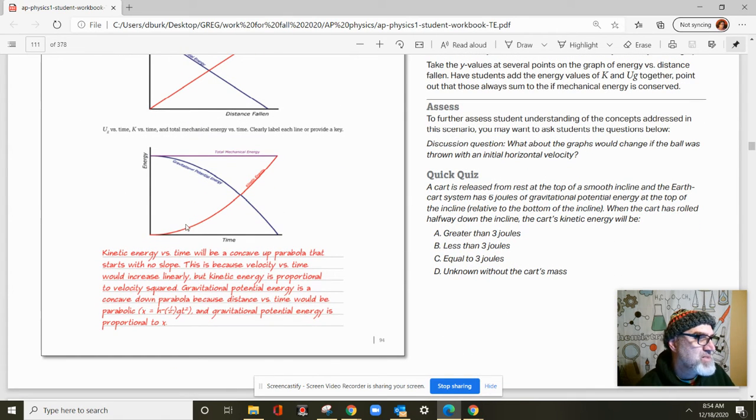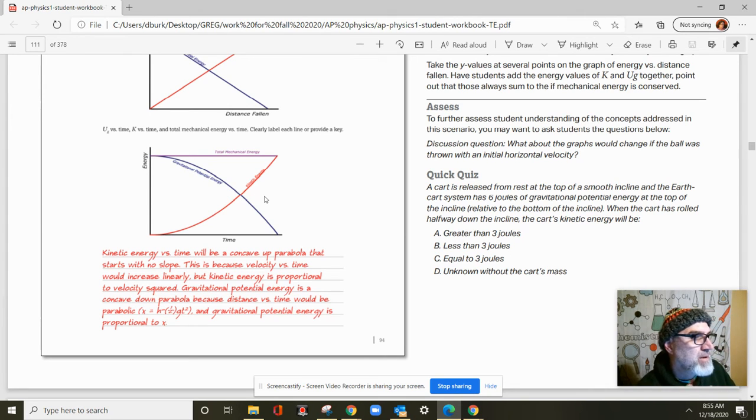So the velocity speeds up, but the kinetic energy changes with the square of the velocity. So as the velocity increases, the kinetic energy increases by a square, and that's why we have a happy face. And the potential energy is decreasing proportional to the kinetic energy. So that's one reason why it has a frowny face.